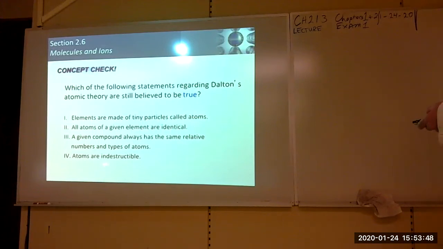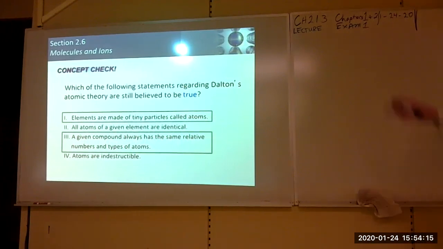A given element always has the same relative number and types of atoms. Same relative numbers. Oh, a compound always has the same relative number and types of atoms. That's true. That's what makes it that particular compound. Atoms are indestructible. Yeah, we know better now with radioactivity. Right? So those two are still basically true.